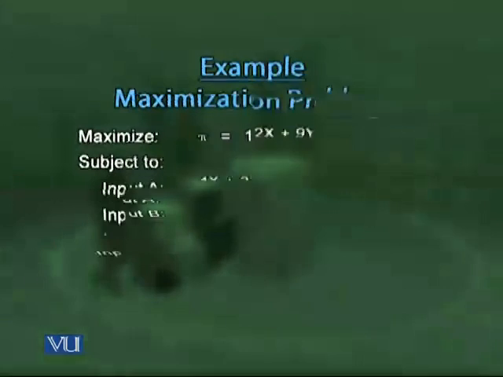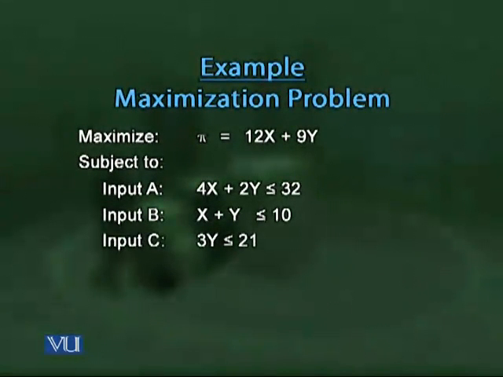Now 1x 1y can be written as x plus y is equal to or less than 10 units. Now, as far as the third input is concerned, that is input C, in the table you can see that the total quantity available is 21 units. And as far as the production of X is concerned, no unit of this input C is required.